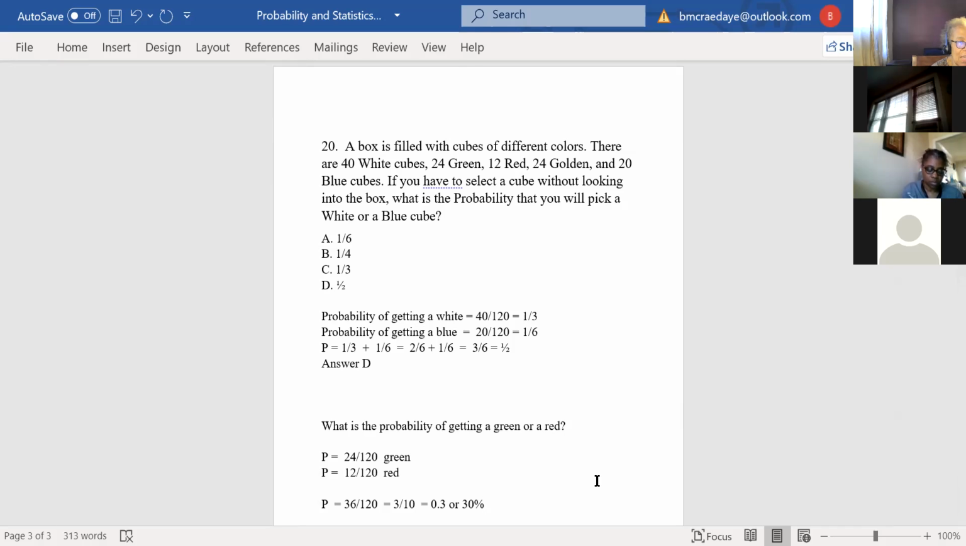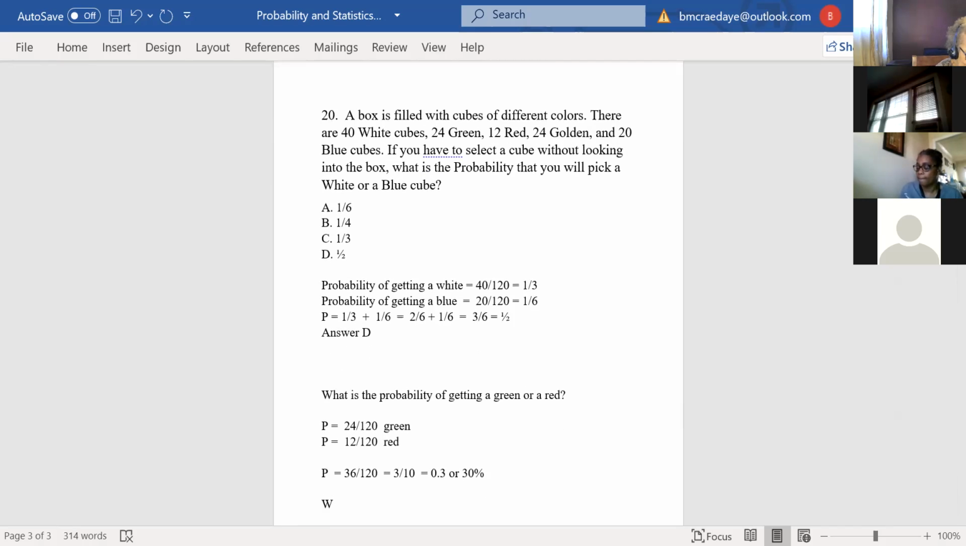What's the probability of not getting a golden? Remember, it's white, green, red, golden, and blue. So what is the probability of not getting a golden cube? If you're not getting a golden cube, therefore you cannot count golden.